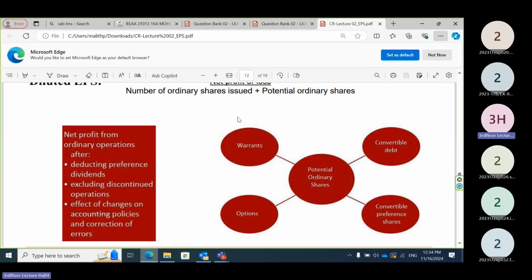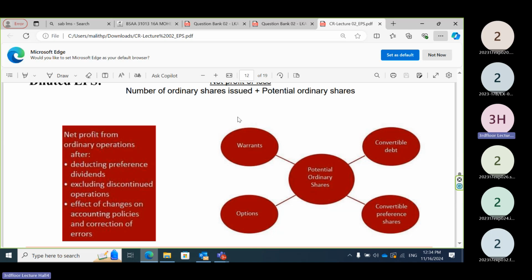To have kind of a dilutive effect, there should be a kind of a contingency commitment through a warranty or option or kind of convertible bond or convertible preference share. Should know what it is. Option, warranties, convertible bonds, convertible preference shares. We have instruments having this type of commitments.